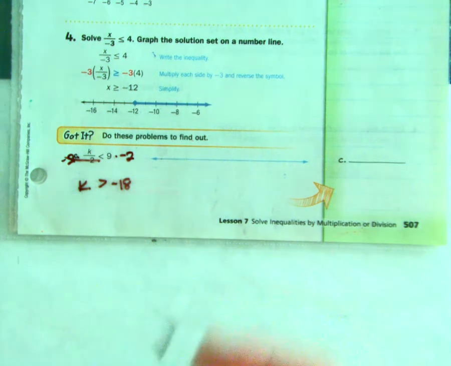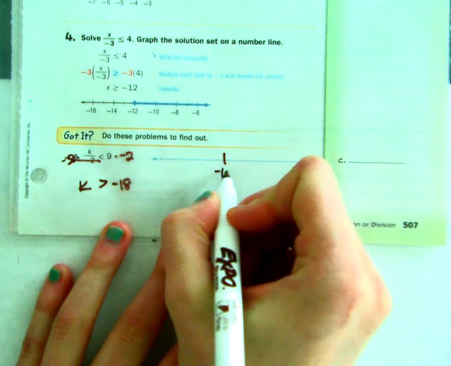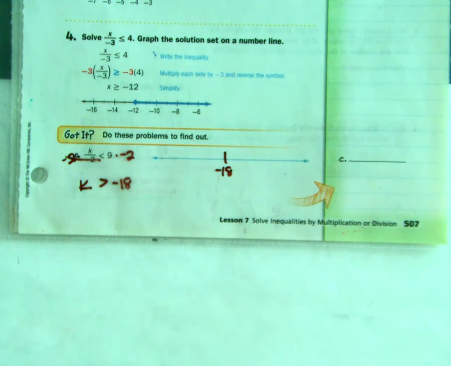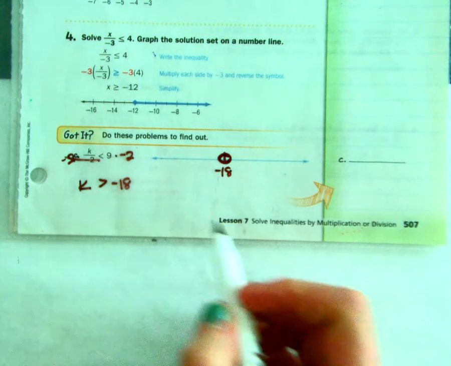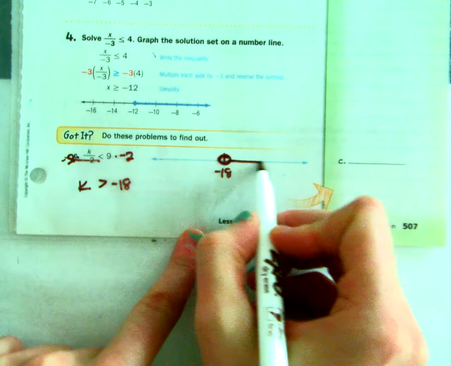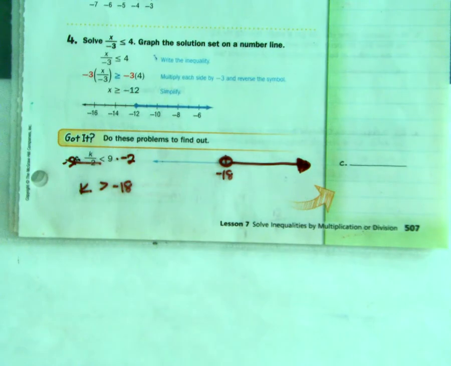And then they asked us to graph it. So I always cut my graph in half, and I start with my negative 18. When we are graphing our points, first I ask myself, do I need an open or a closed dot? So is this equal to or is it not? Well, it is not equal to, so I have an open dot. And k is greater than negative 18, so I need to move to the right. I need to be bigger than negative 18. So anything greater than negative 18 to positive infinity will satisfy this inequality.